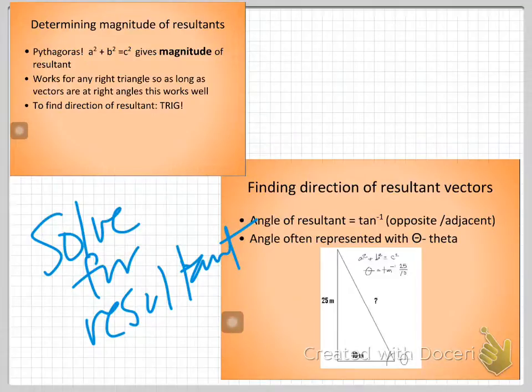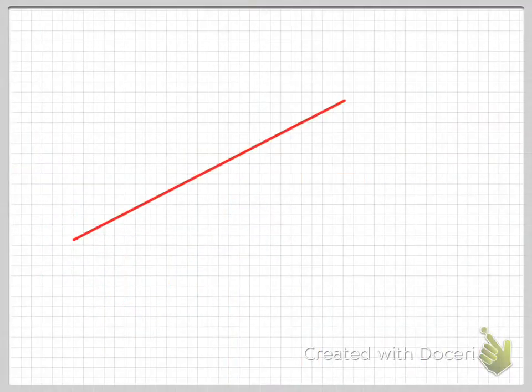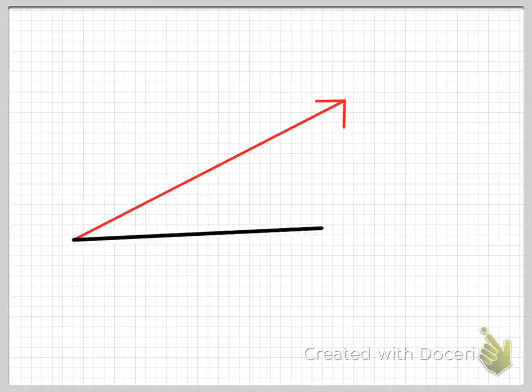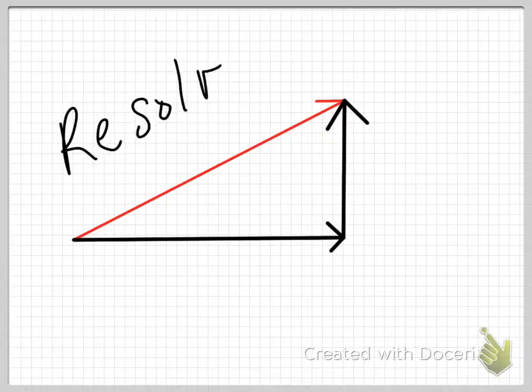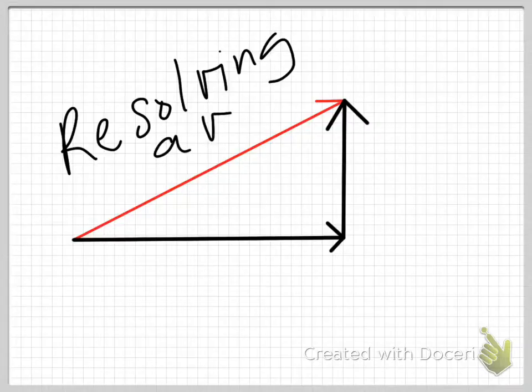Can you do this in reverse? Can you take a resultant vector, so let's say we have this, and can you break that down to figure out how far you traveled in each direction? This is called resolving a vector. So this is the opposite process. And what we say is that this is resolving it into its components.